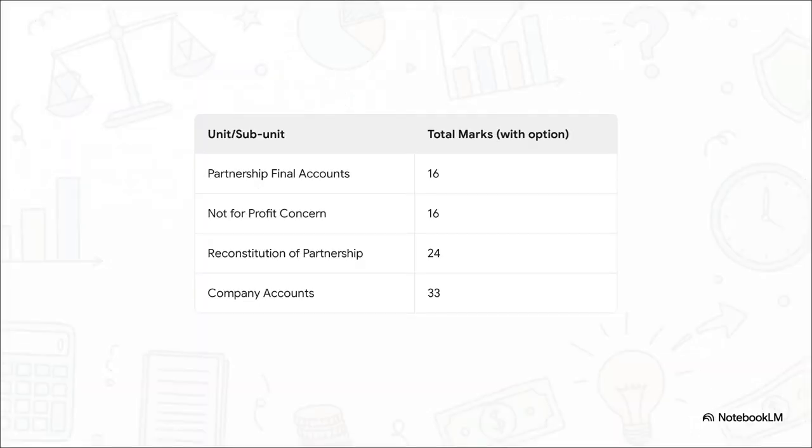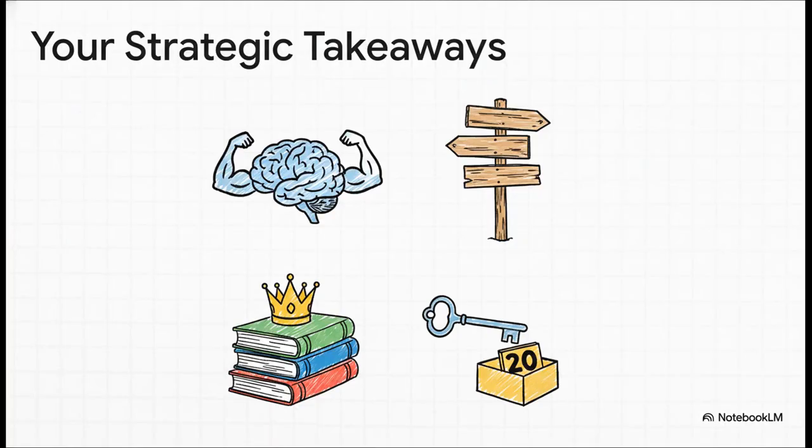Now this table shows the full picture, including all the optional questions. This is where you see the total potential marks from each unit. And just look at company accounts and analysis of financial statements. Both have a potential value of 33 marks. That tells you that even if you're strong elsewhere, being solid here gives you the most flexibility and scoring power in the entire exam.